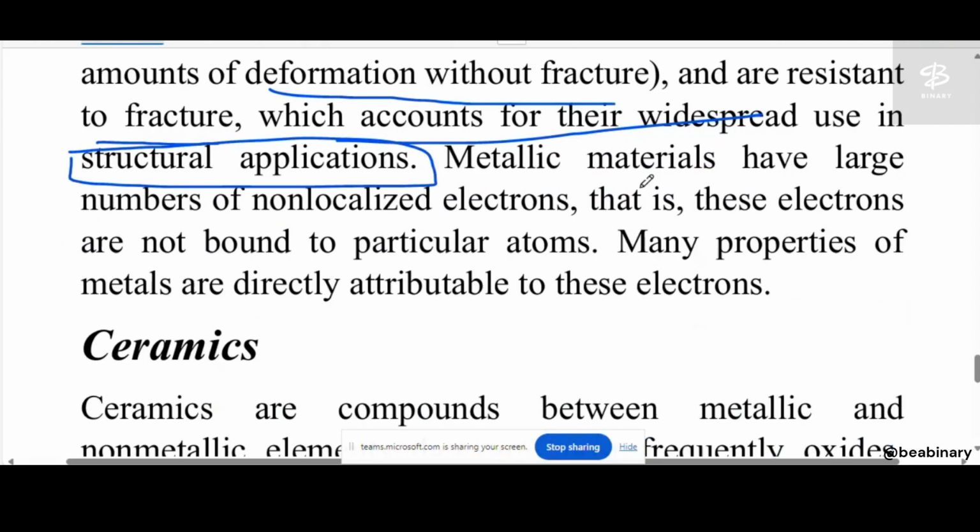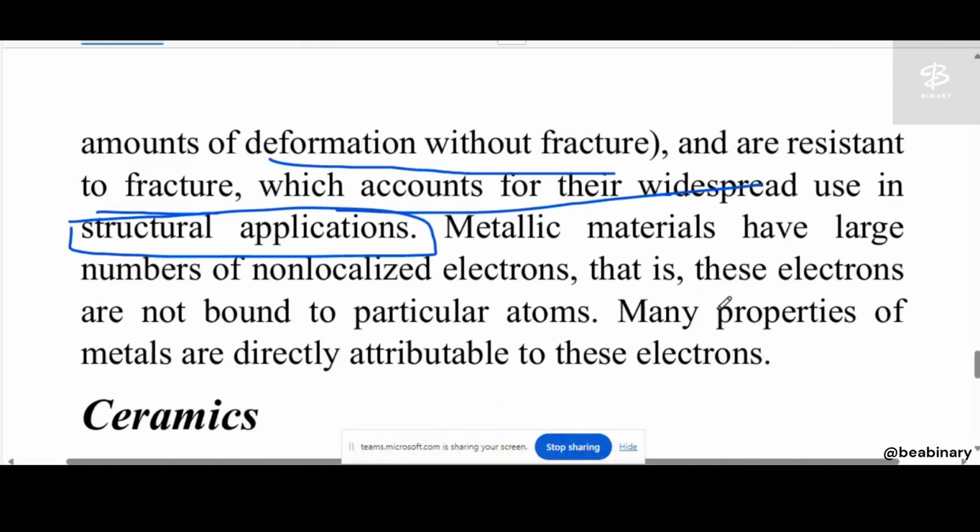Metallic materials have a large number of delocalized electrons. That is, these electrons are not bound to particular atoms. Many properties of metals are directly attributed to these electrons. So in metals, the electrons present in orbit move around in circles. That defines the properties, and how the metal behaves.